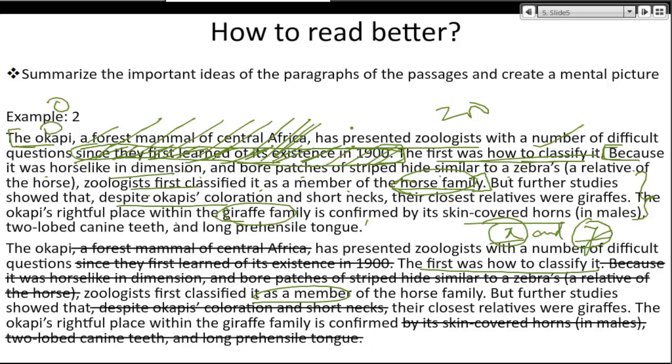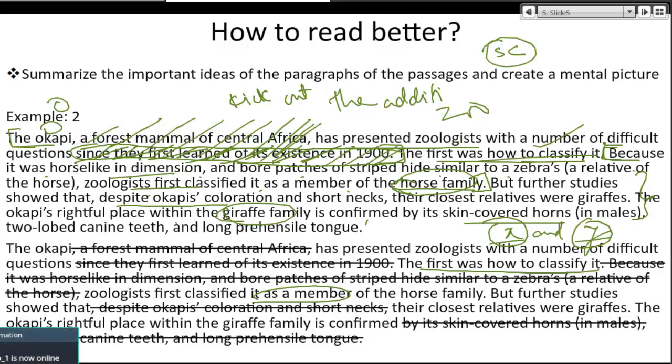So what is more important? What classification was done? The horse family. Why it was done? That's additional information. People, I'm repeating this: kick out the additional information. Don't bother much about it. Subordinate clauses always give you additional information. Look at this sentence. Yes, our first reading of the RC should be like this. That is precisely what I have been trying to emphasize, that you have to ignore some of the things which are unnecessarily taking your attention.